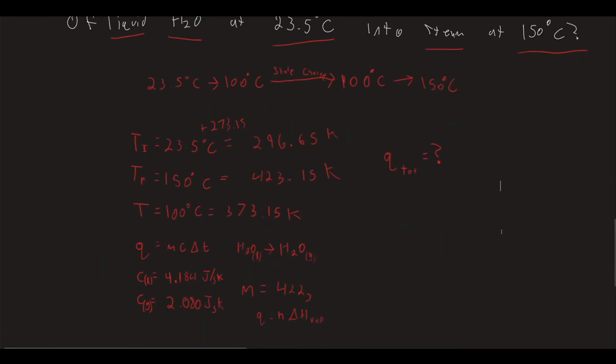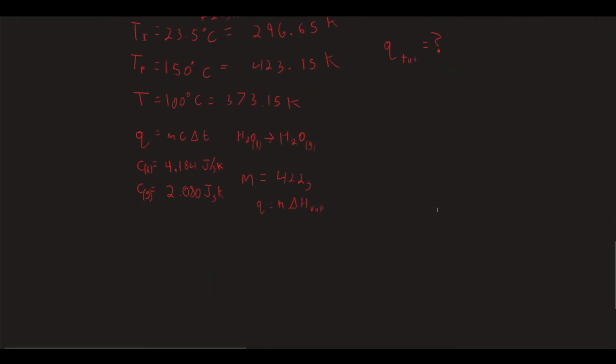Alrighty. So let's get to work on the first step. In the first step, we are going from 296.65 Kelvin to 373.15 Kelvin. So let's start this out. Let's call this Q1 equals MC delta T. We will rewrite this with the mass. So we have mass somewhere here. Where are we? 422 grams.